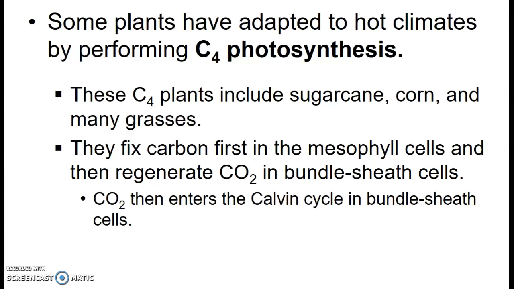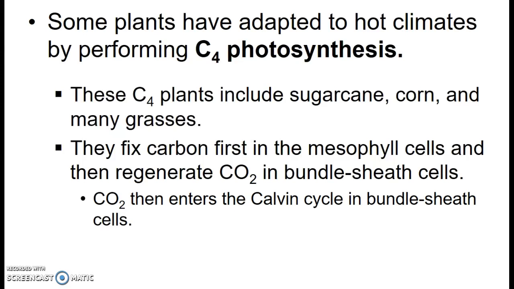One of the alternate pathways that some plants have adapted to using in hot climates in order to deal with the problem of water loss is called C4 photosynthesis. And these plants, some examples include sugarcane, corn, and there are many grasses that also use it. It's called C4 photosynthesis because the first carbon molecule that is fixed has 4 carbon atoms in it.